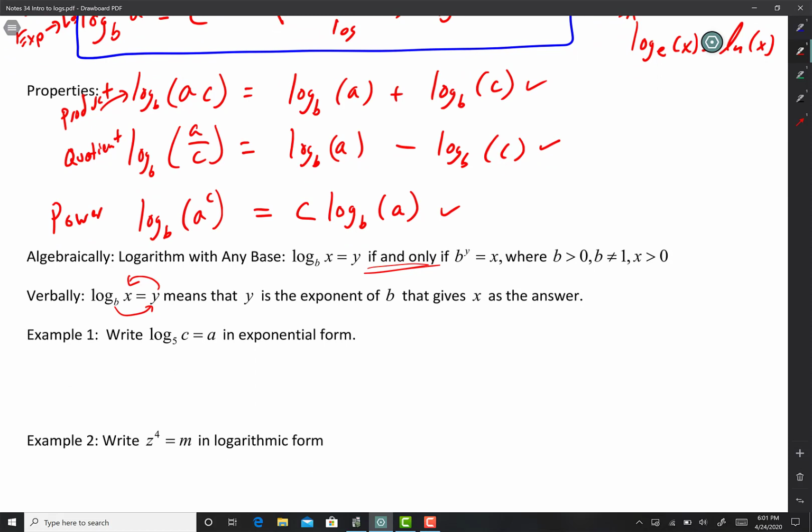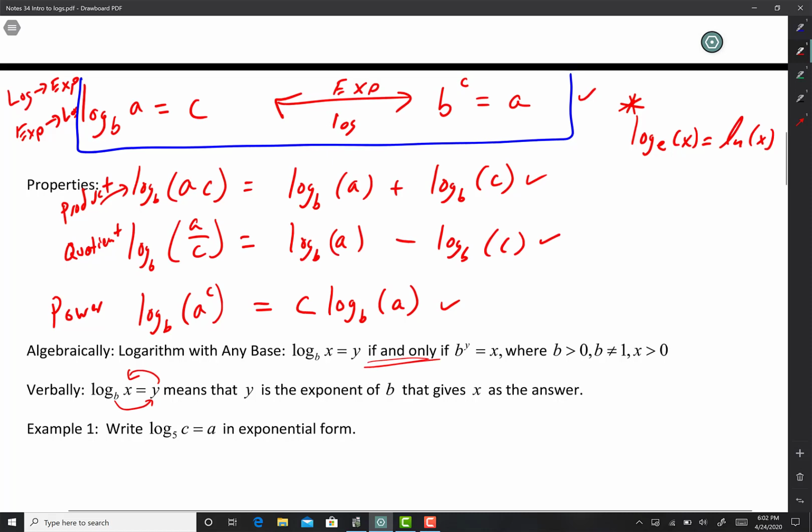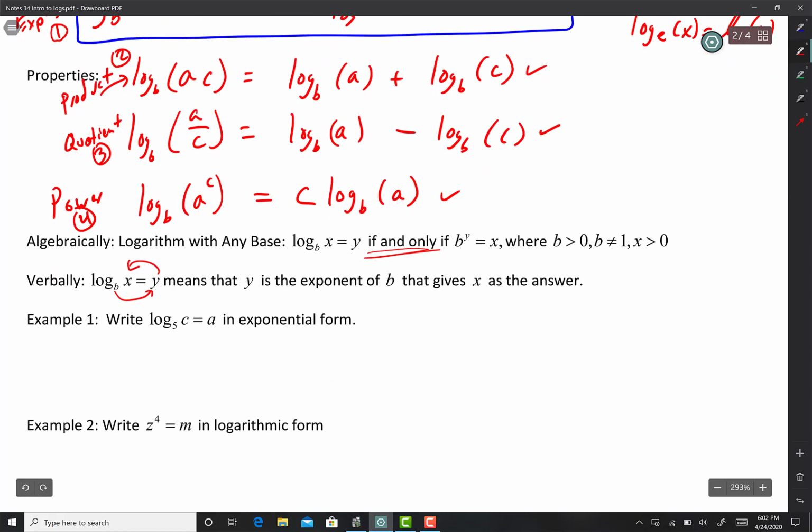So here we go. Write log base 5 of C equals A in exponential form. That means they want to see a power. I'm just using my properties, and I'm using the top one here, number 1. So I'm going to write 5 to the power of A equals C. And there it is. You're done. That's all they want, guys.